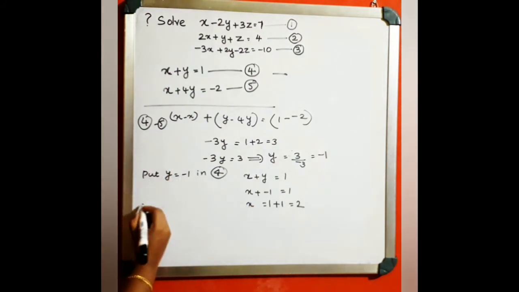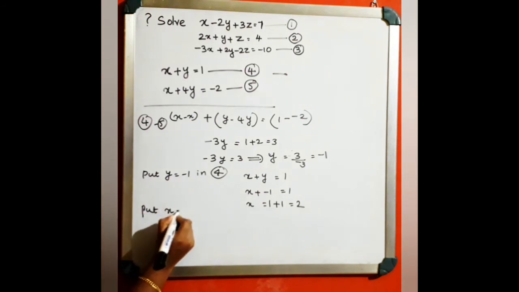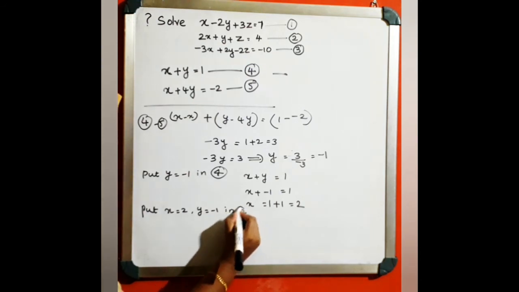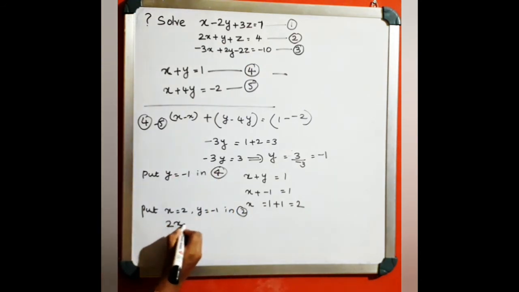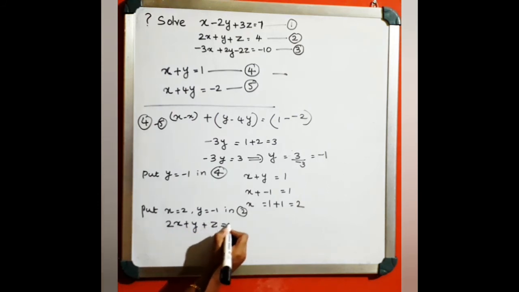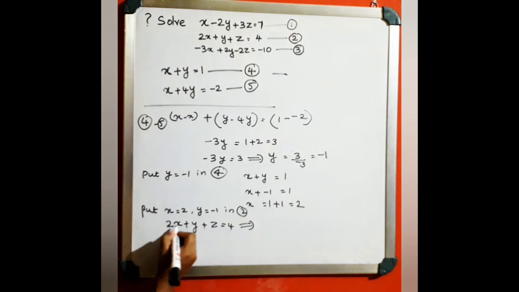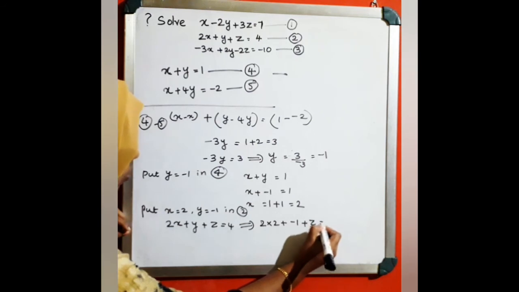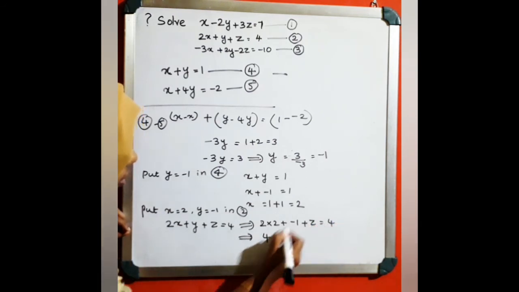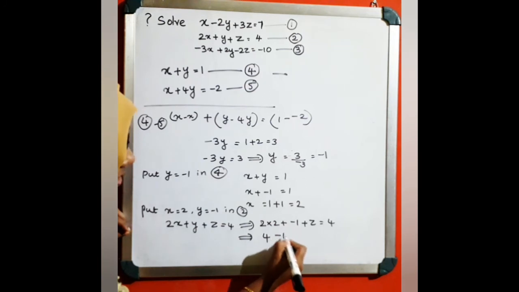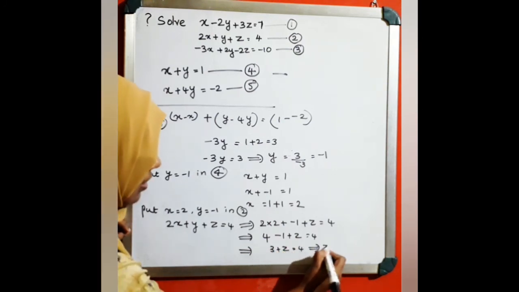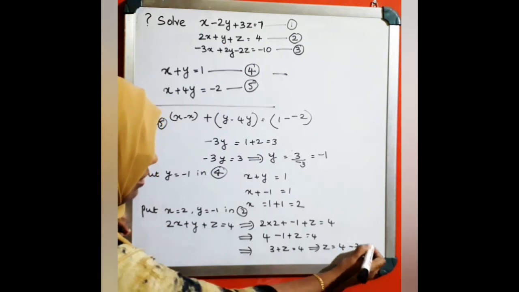Substitute these values of x is equal to 2 and y is equal to minus 1 in equation number 2. We get 2x plus y plus z is equal to 4. Here 2 into x is 2 plus y is minus 1 plus z is equal to 4. 2 into 2 is 4. Minus 1 plus z is equal to 4, which implies 4 minus 1 is 3. 3 plus z is equal to 4, which implies z is equal to 4 minus 3, that is 1.